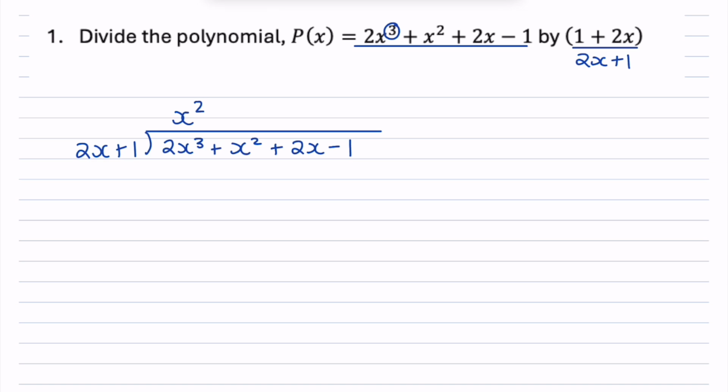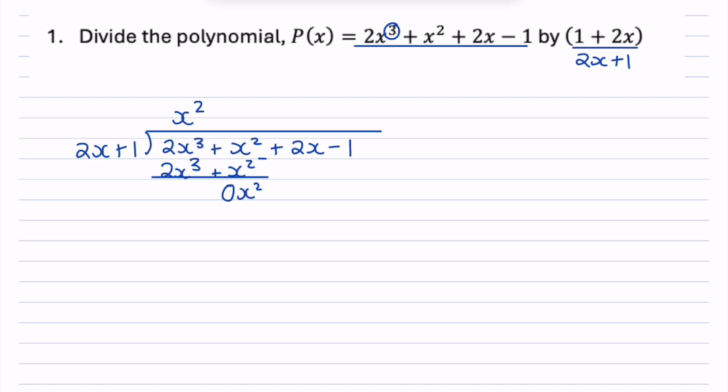Then my next step is I need to multiply this on the top by my entire divisor here. So I have x squared times 2x, that's going to give me 2x cubed. And then x squared times 1 gives me x squared. And then I subtract this. Now you can just leave this as 0, but I sometimes like to leave the pronumeral there just to make sure I have everything lined up correctly.